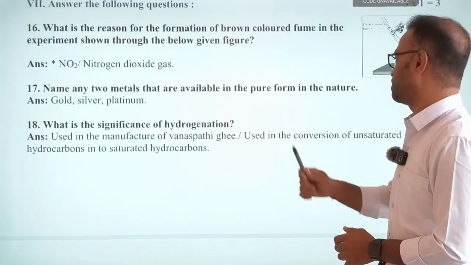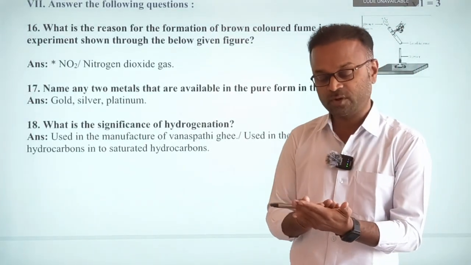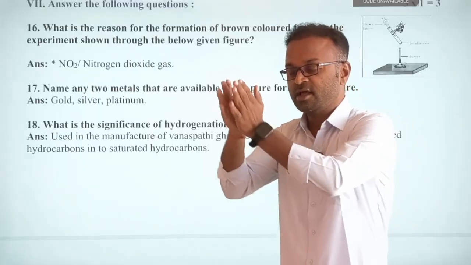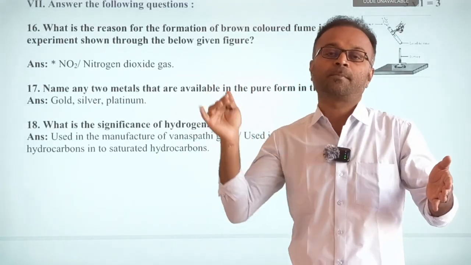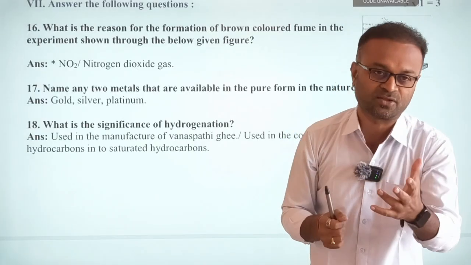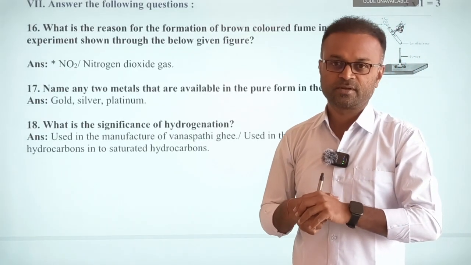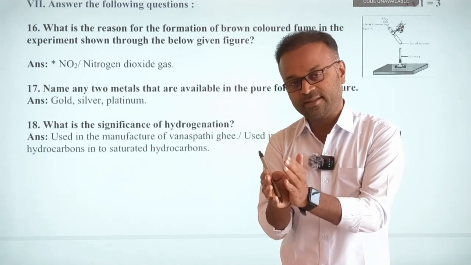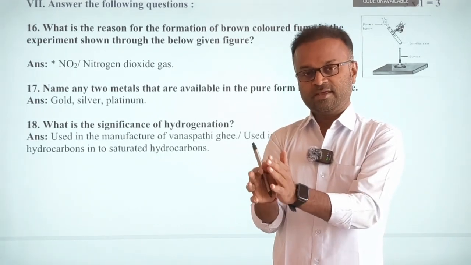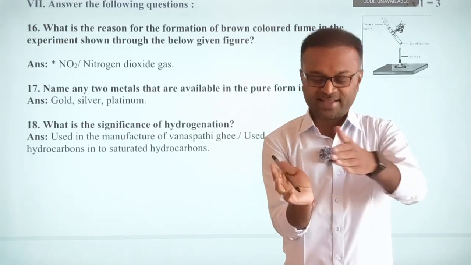What is the significance of hydrogenation? In hydrogenation, they are converting unsaturated hydrocarbon into saturated hydrocarbon compound by adding hydrogen in the presence of a catalyst. Which catalyst? Nickel and palladium. Yes. So they are converting vegetable oil into vanaspati ghee, or dalda, or margarine and all. So why are they doing this?